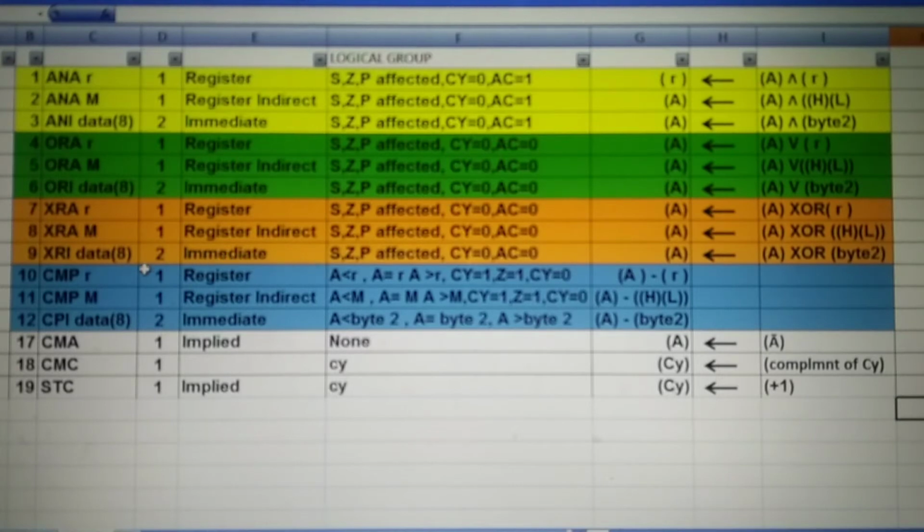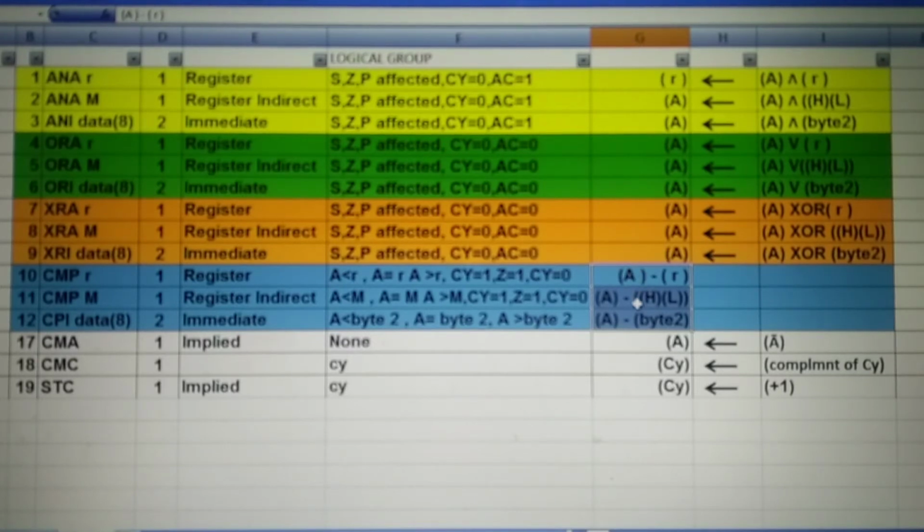And for compare instruction, you have to remember one thing. Here A minus R is given, A minus contents of memory location is given, A minus byte 2 of the instruction is given. In all the 3 instructions, the subtraction takes place, but the content of accumulator remains unchanged. It does not alter. Depending upon the answer, flags are set or reset.